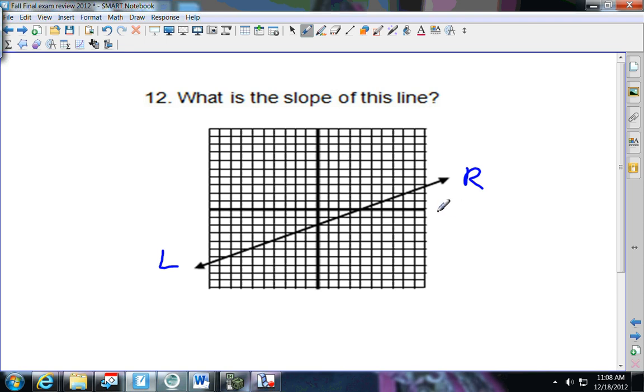Okay? So now I'm going to start. I normally start at the y-intercept. You don't always have to start there, but that's where I do. And I'm going to go up one and to the right one. Is that on the line yet? No. I need to go up one and to the right two. Let's see if that works again. Up one, to the right two. Up one, to the right two. Yes, it does. Up one, to the right two. My slope is 1/2.